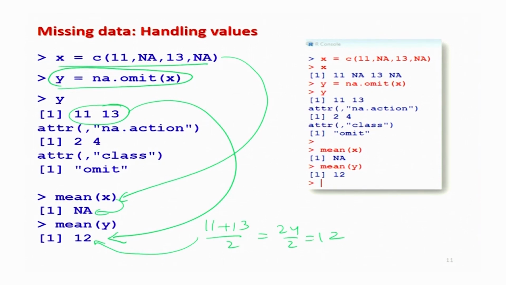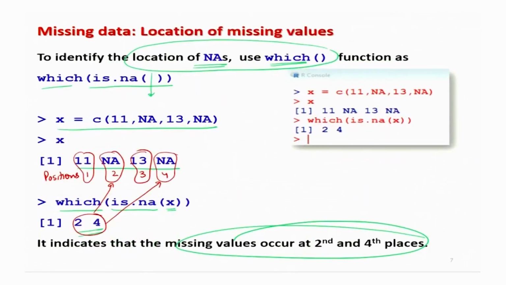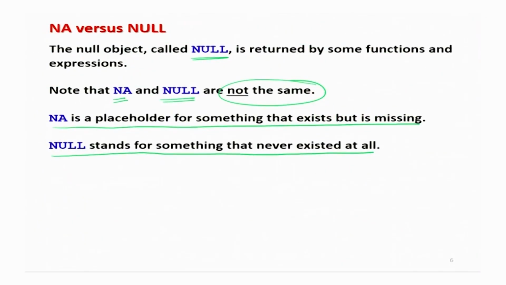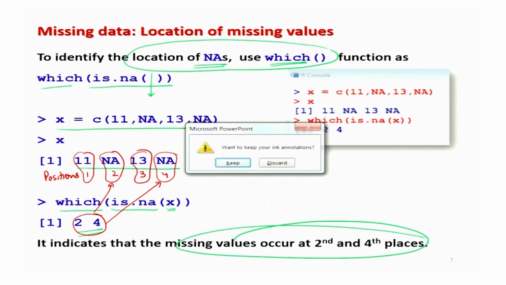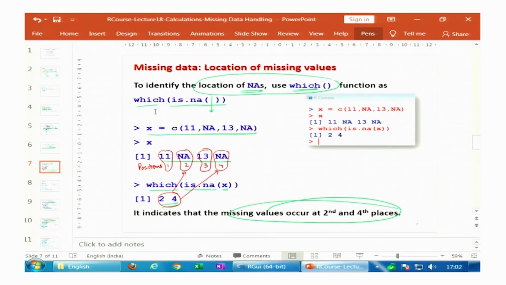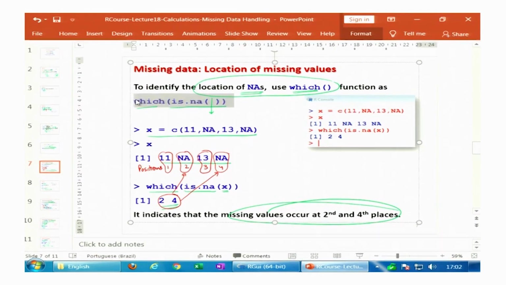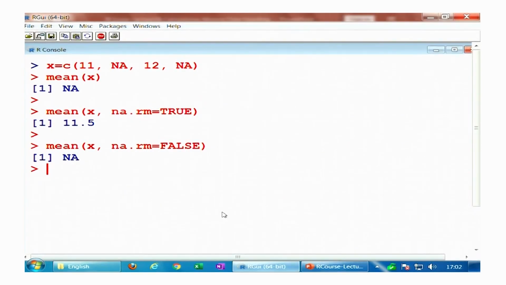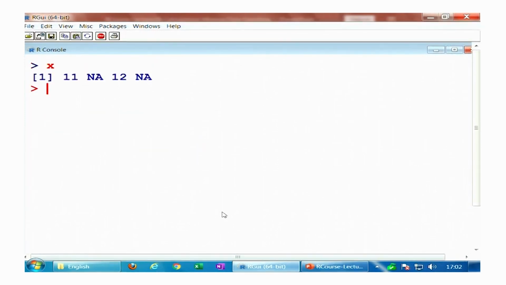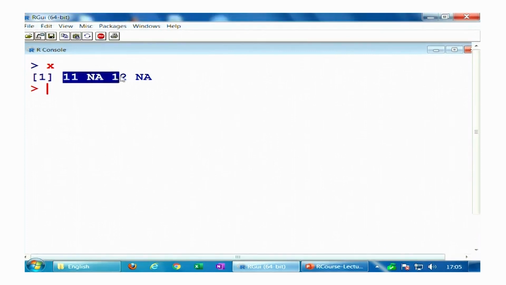So, now let me try to show you these operations on the R console also, so that you become more confident about them. I try to first operate this command, and for that suppose I take this x data vector. You can see there are 4 values, and the values at first and third place are 11 and 12 respectively, which are available, and the values on second and fourth position are missing.